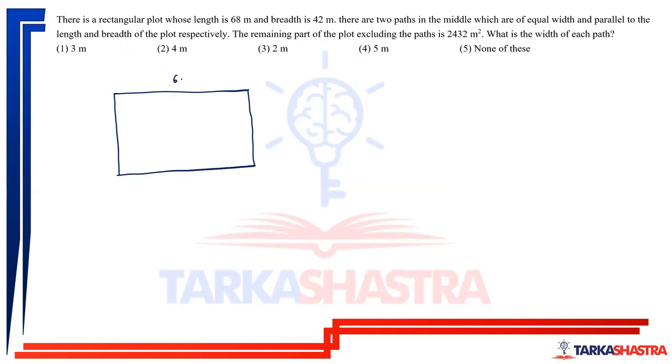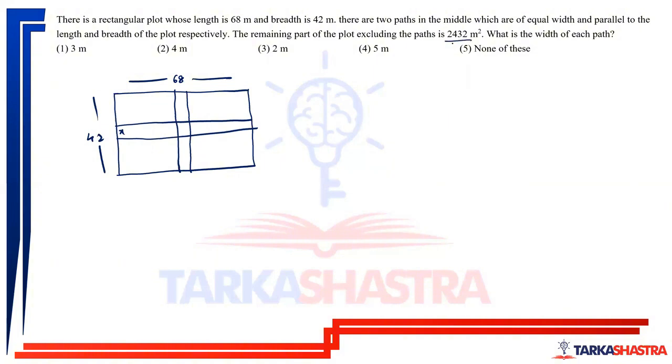The length is 68 and the breadth is 42. There are two paths in the middle which are of equal width and parallel to the length and breadth of the plot respectively. So there are these two paths which are parallel to the length and breadth and they have equal width, let us say x. The remaining part of the plot excluding the path is this much. What is the width of each path?